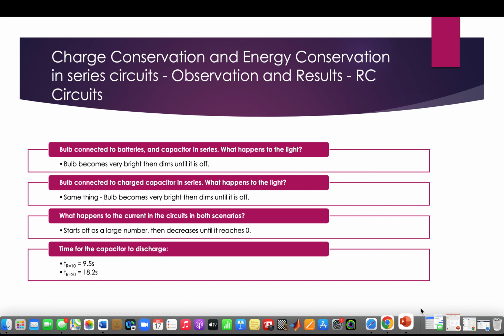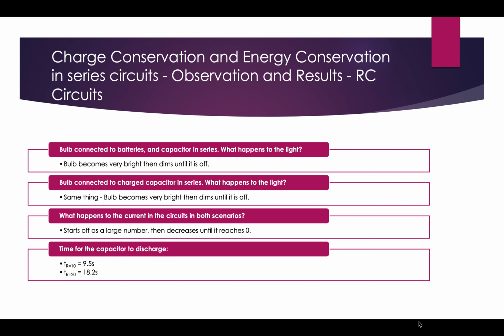Now let's talk about some specific observations we did in our example. What will happen to the light if the bulb is connected to batteries and a capacitor in series? Well, the bulb becomes very bright, then dims until it is off. And what happens to the light when the bulb is connected to charged capacitors in series? The same thing, the bulb becomes very bright and dims until it is off. What will happen to the current in the circuits in both scenarios? It starts off as a large number, then decreases until it reaches 0.